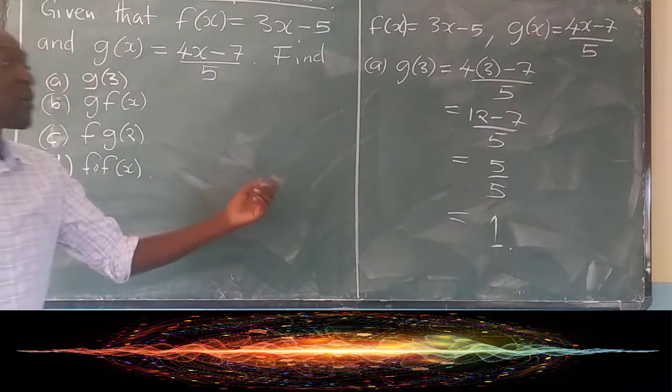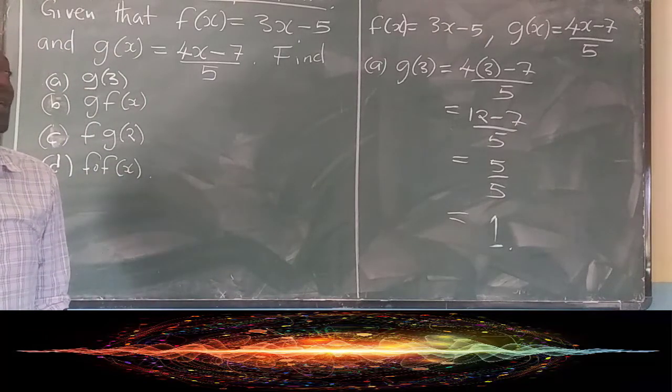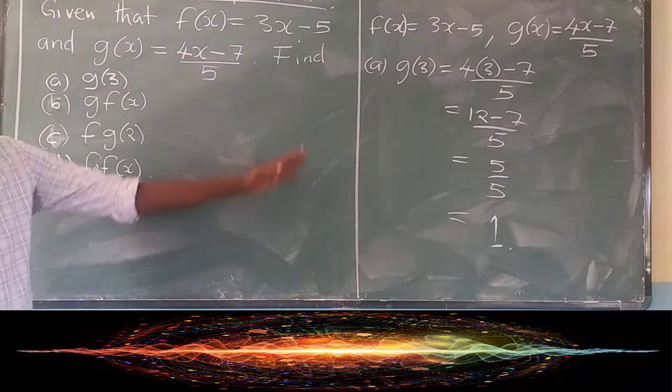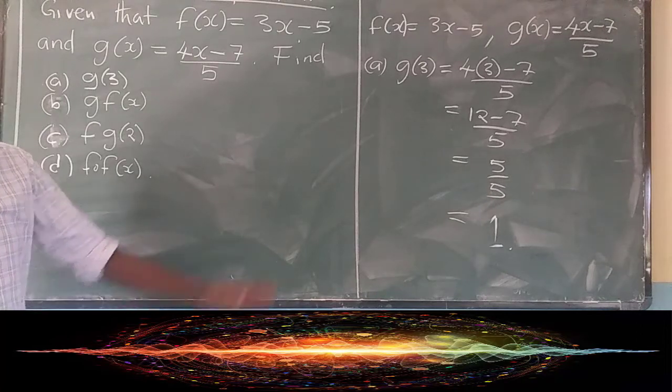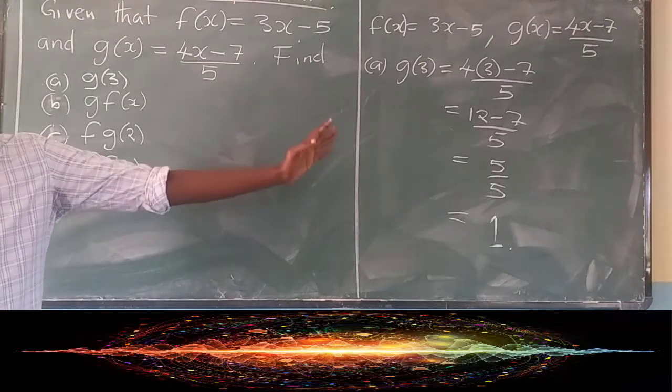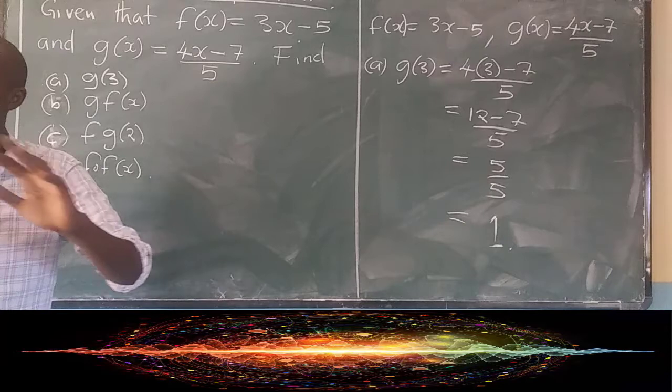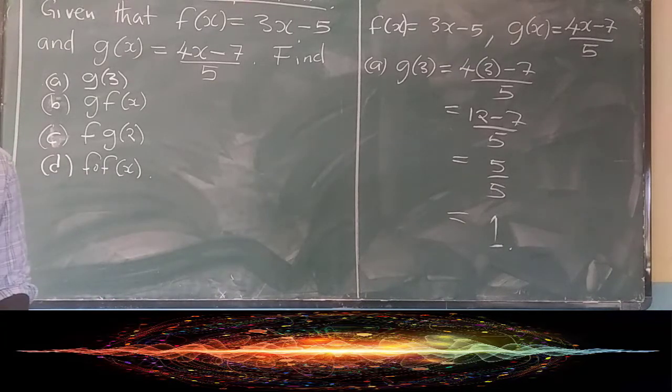So that is our first example. In our first example, you replace x with 3. Where there is x, you put brackets and then you replace that with 3.